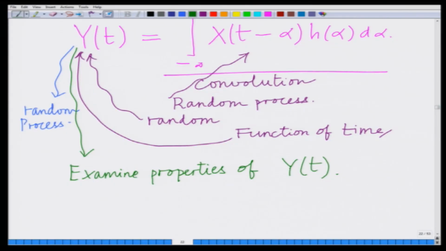In particular, we would like to ask the question: is y of t wide-sense stationary? If y of t is wide-sense stationary, then what is the mean and what is the autocorrelation of y of t? It is not a given that it is going to be wide-sense stationary; we have to demonstrate that, which is what we are going to do next.